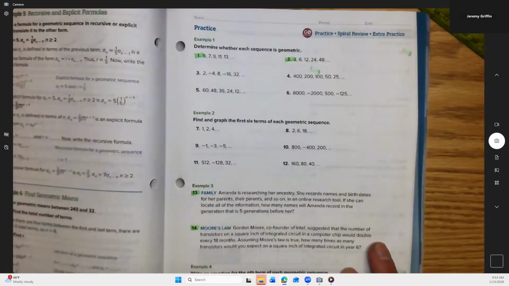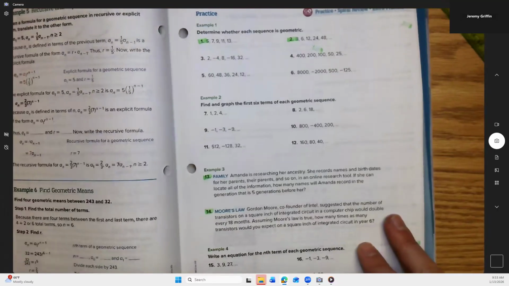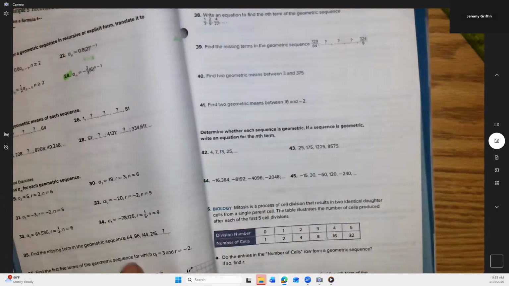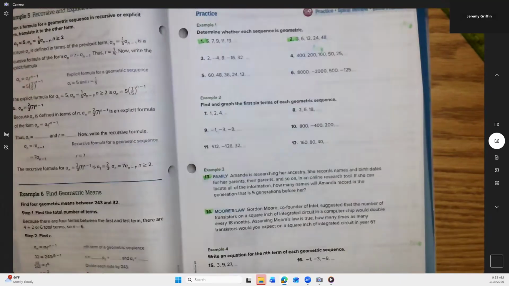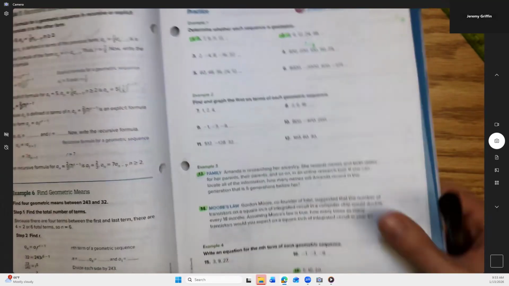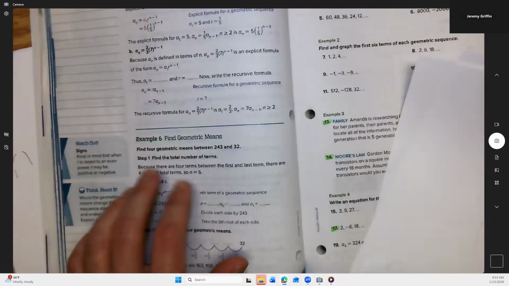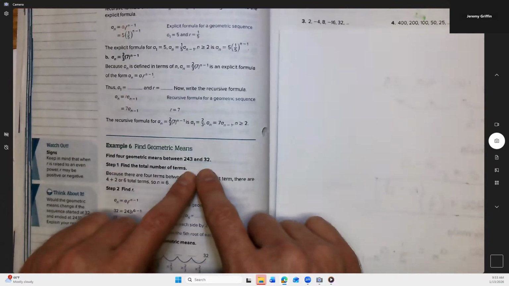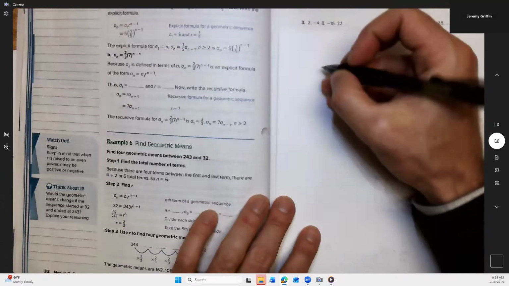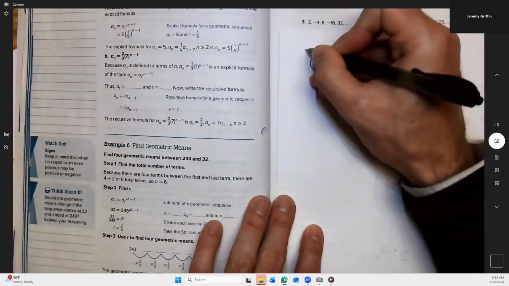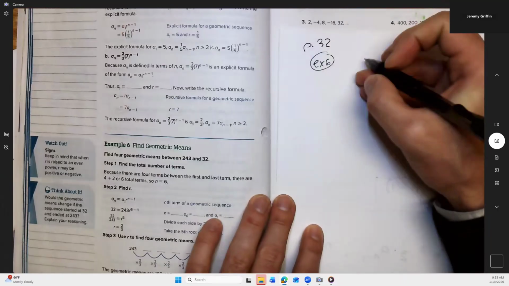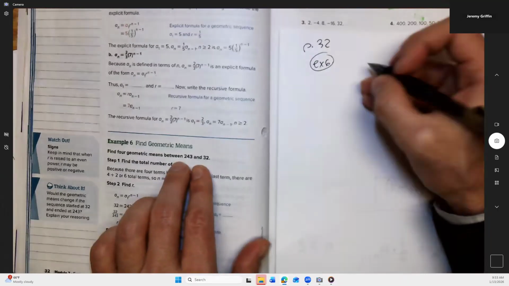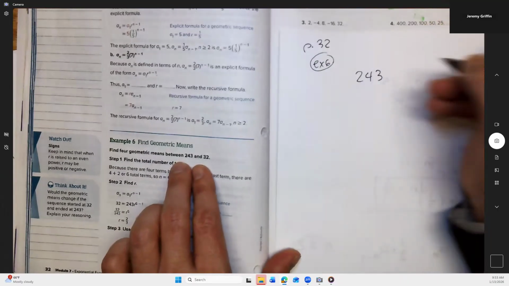Let's do one a little bit different. Let me do example 6 here, and then I think that'll pretty well cover a bunch of these examples. It says find 4 geometric means between, so this is example 6 on page 32. The 4 geometric means between 243 and 32.